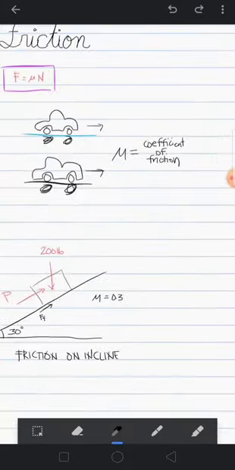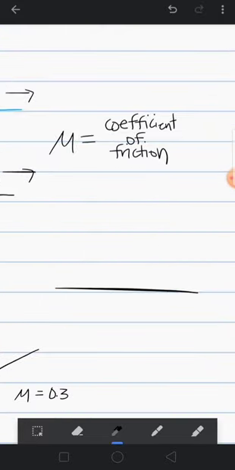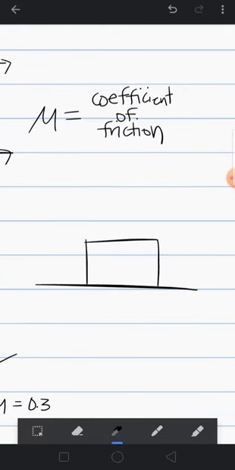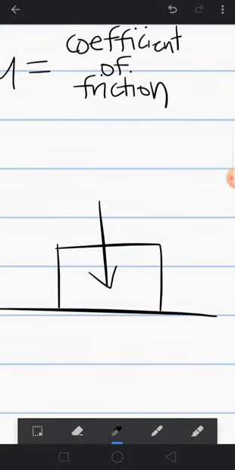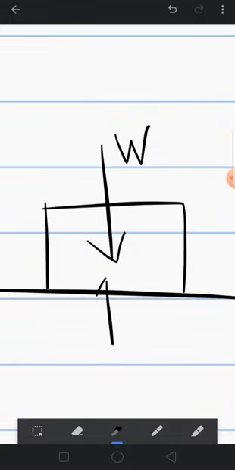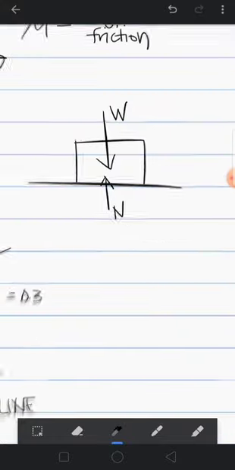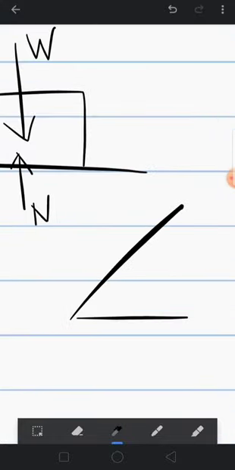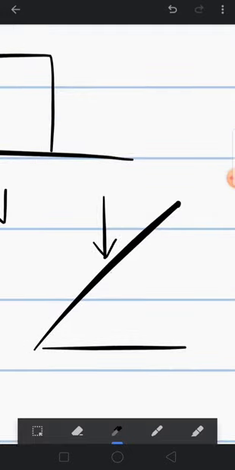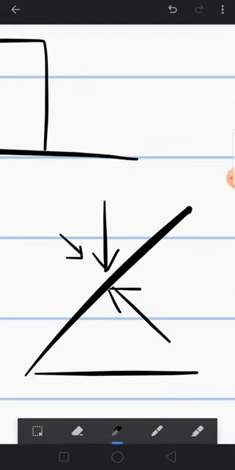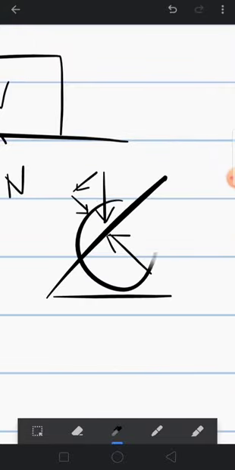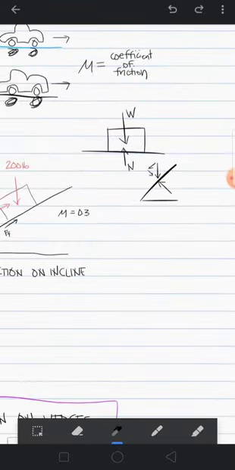And then the normal reaction, of course. For example, if you have a box lying on the floor or a horizontal surface, and this is the weight of the box, the normal reaction is perpendicular to the surface. But on an incline, the surface is tilted, so only a component of the weight is counteracted by the normal reaction.